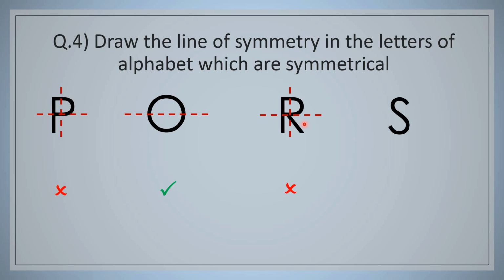And the next one is S. Let's draw a line of symmetry for S. As you can see, both the sides look the same. It gives you a mirror look. So therefore, S is a symmetrical alphabet.